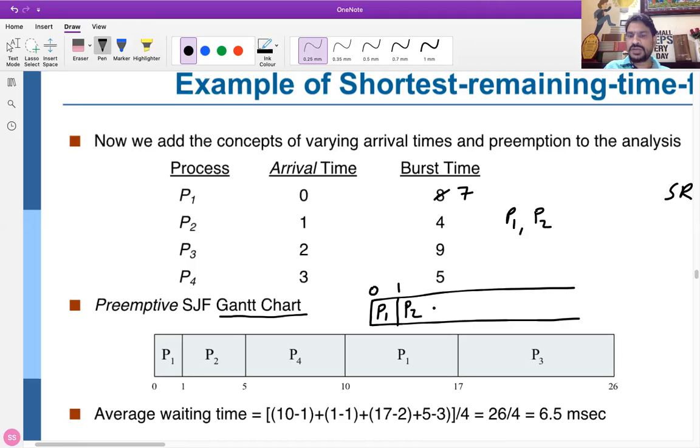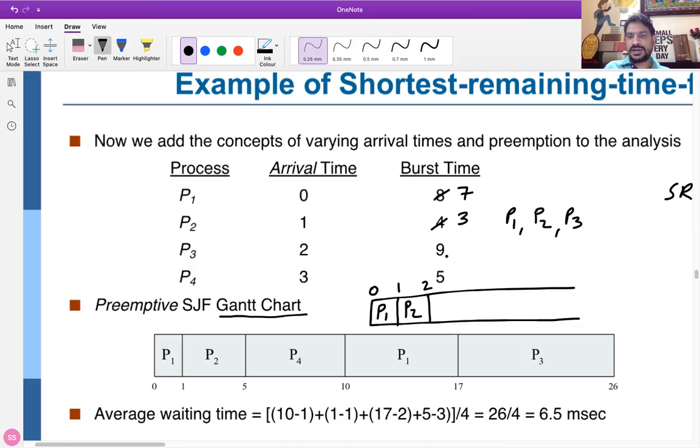Now P2 will get into the CPU, and it will go up to 2. So let's say it is time T2. At time T2, we have another process available, which is P3. At this time, P2 has already exhausted 1 unit of burst time, so 3 is remaining here.